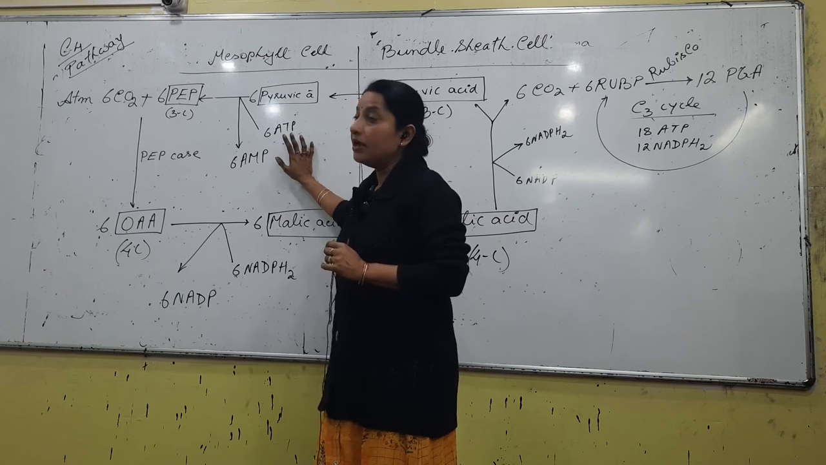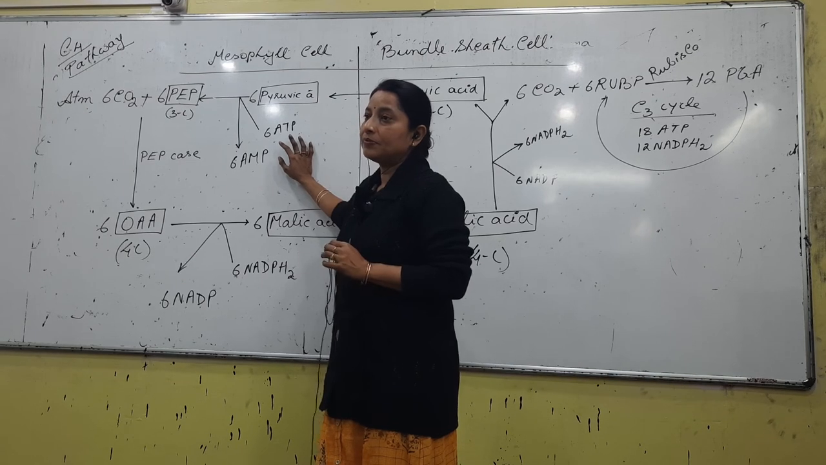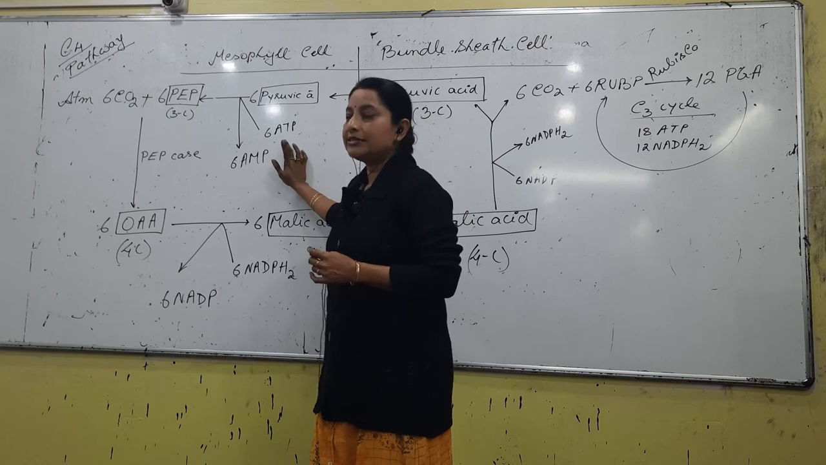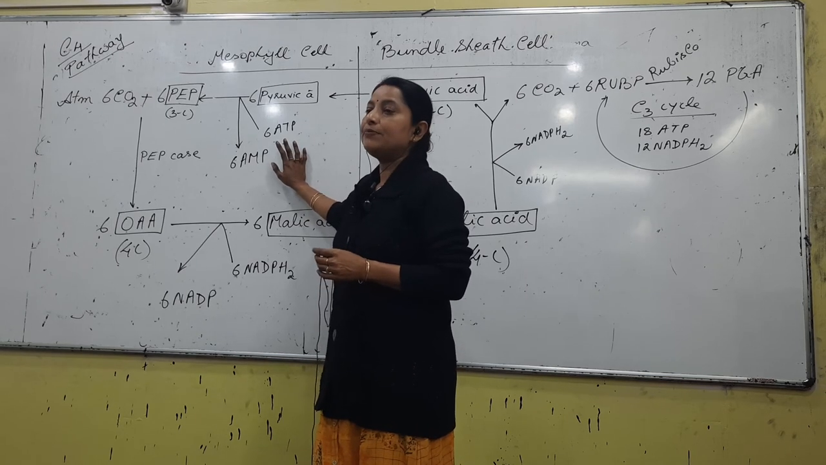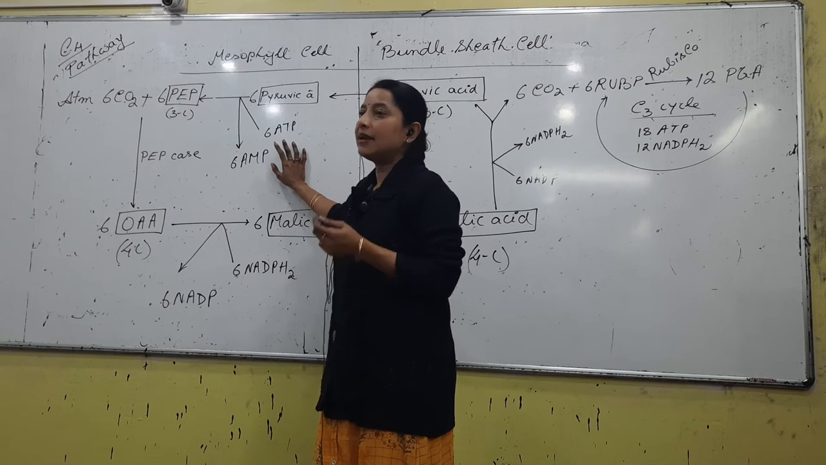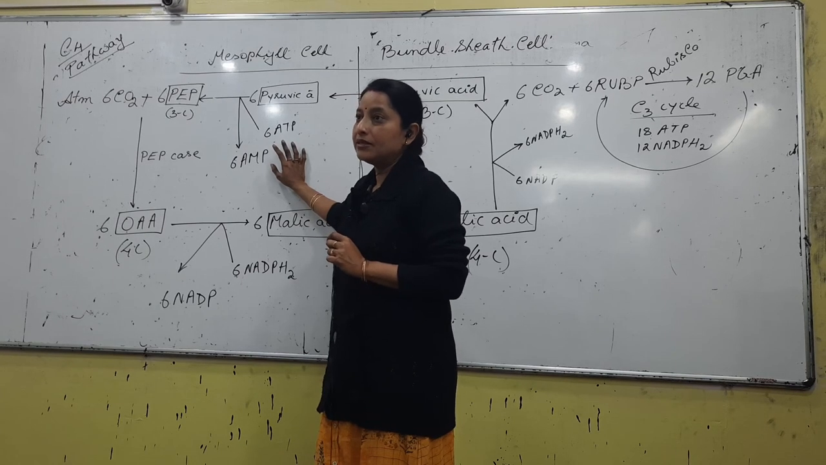18 and 12. In case of C4 plants, what is the requirement? To prepare one glucose molecule in C4 plants, how much ATP and NADPH2 is needed? In C3 it is 18 and 12. What is it in C4?